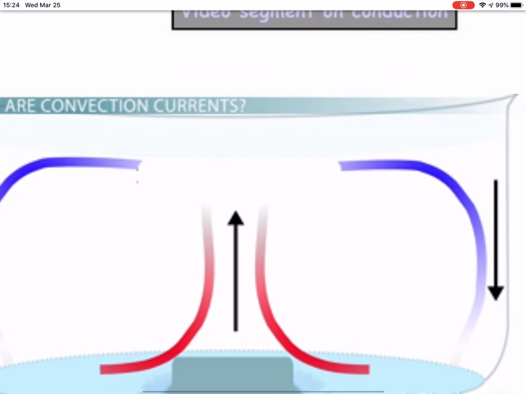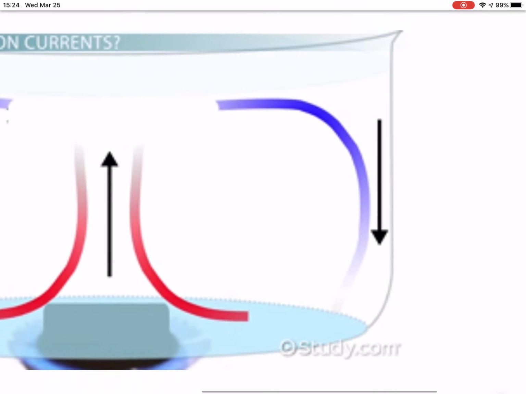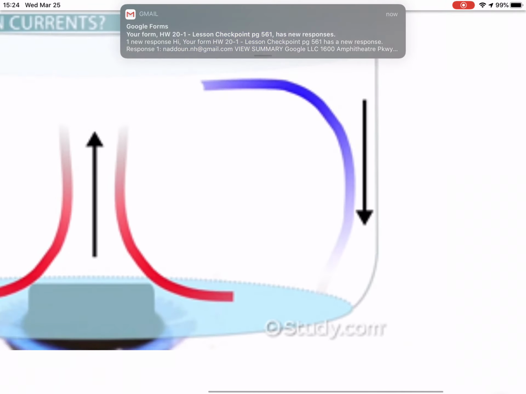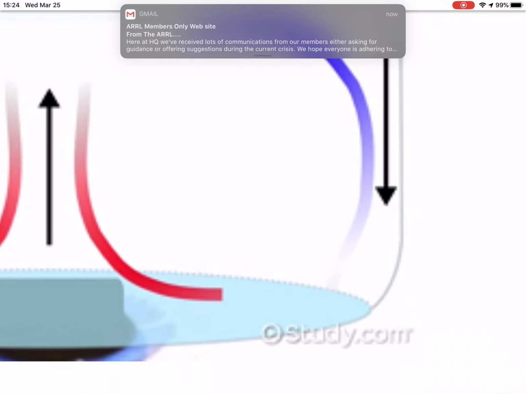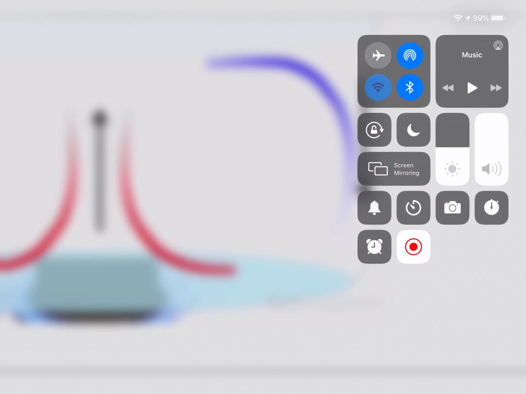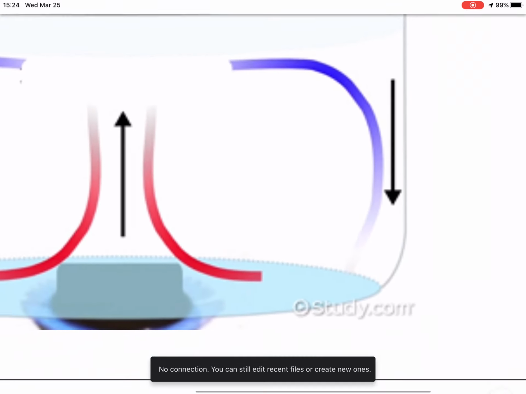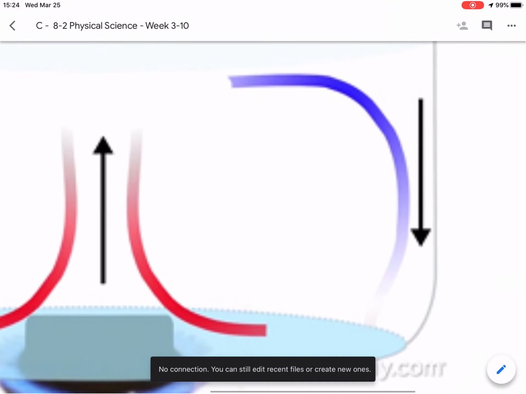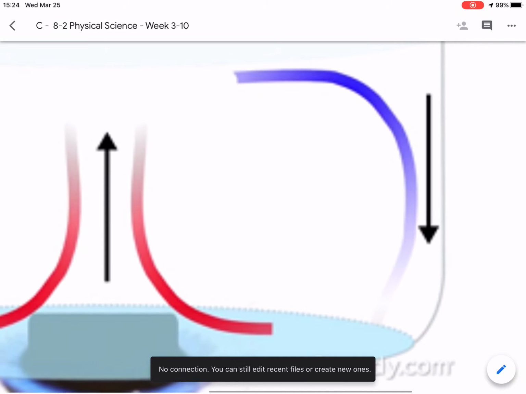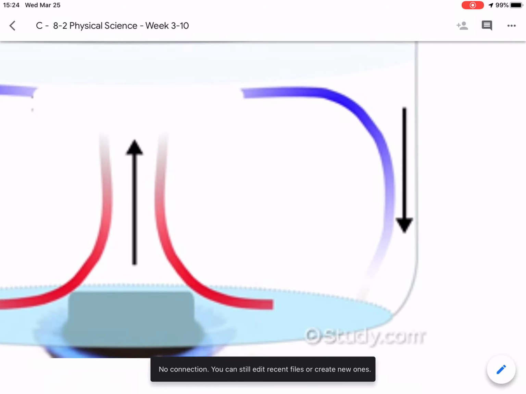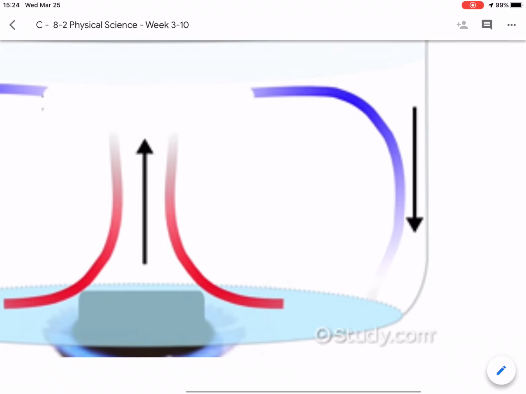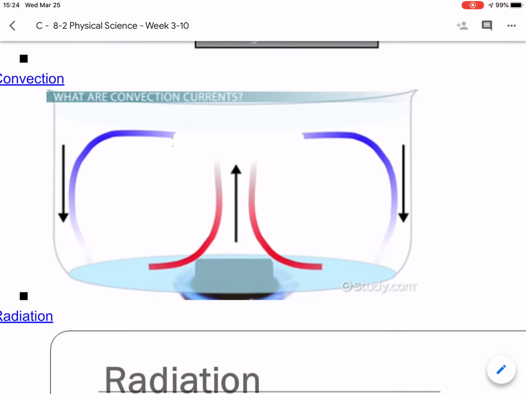They hit the surface and start to cool down. As they cool down, they start to sink. As they sink to the bottom, they start to heat up again, creating this little circle called a convection circle, where the water is constantly cycling through. It is mixing the water, thus a convection current.